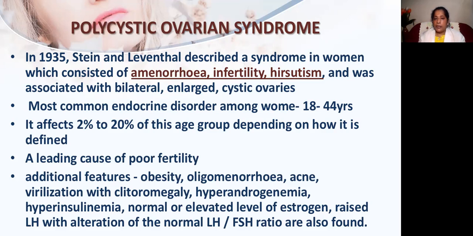Additional features could be obesity, oligomenorrhea, acne, virilization with clitoromegaly, which is as a result of androgen excess, hyperandrogenemia. There's relative insulin resistance, so hyperinsulinemia, normal or elevated levels of estrogen, raised LH with alteration in the normal LH FSH ratio.